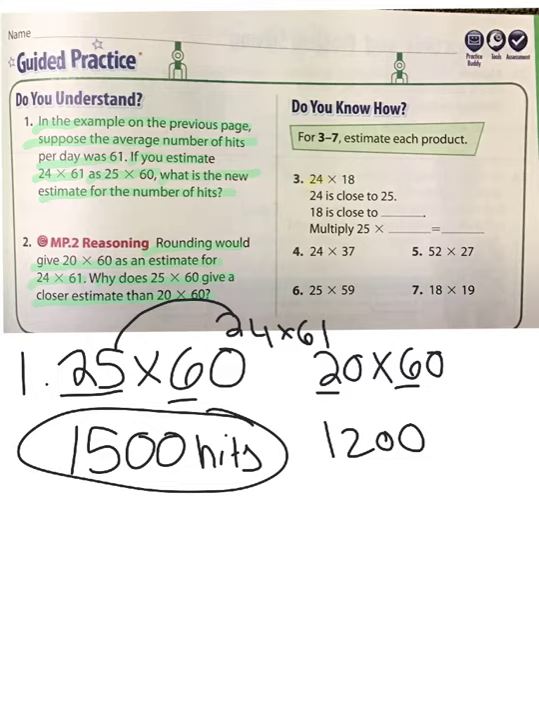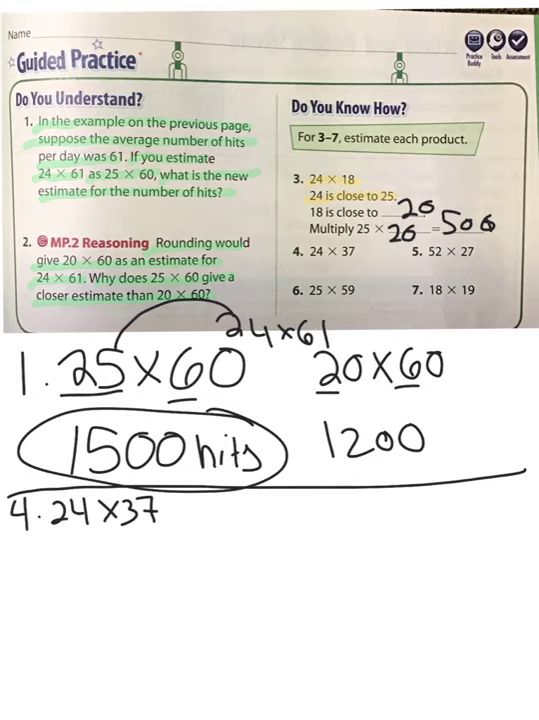Number 3, 24 times 18. 24 is close to 25. That is one of those numbers that were in blue in your notes. Now, 18 is going to round to 20 because the 8 is going to tell me to round the 1 up. So we're going to do 25 times 20. That's a 20, not a 6. So 25 times 2, 25, 50. That would be 50, and then just add a 0. So your answer is 500.